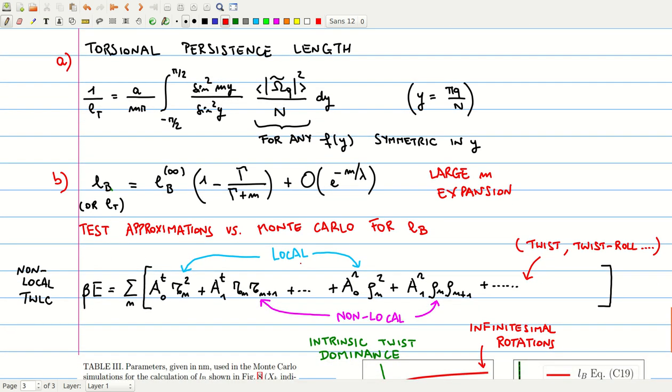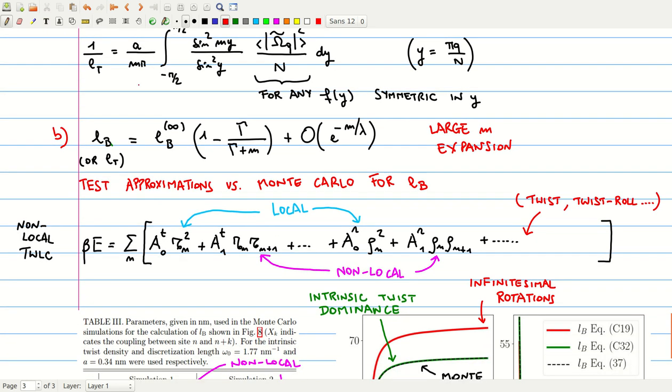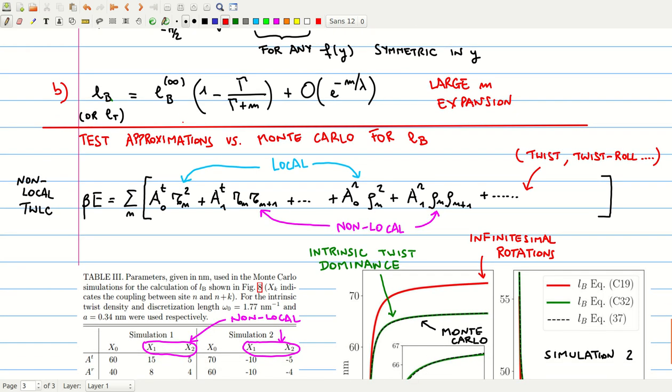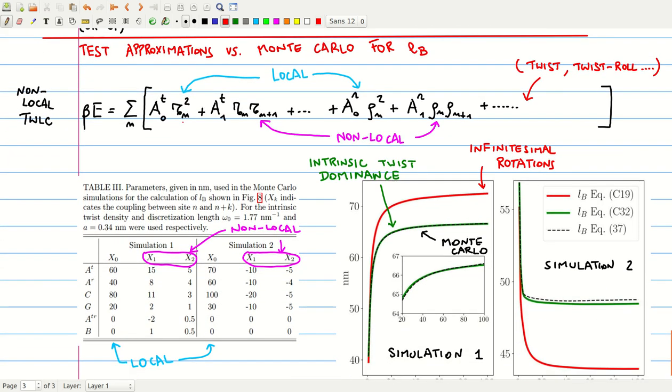So we have derived two expressions for the bending persistence length using two different approximations. We can test them against simulation. For DNA, the two expressions are very close to each other for reasons explained in our paper. See also the video linked here.